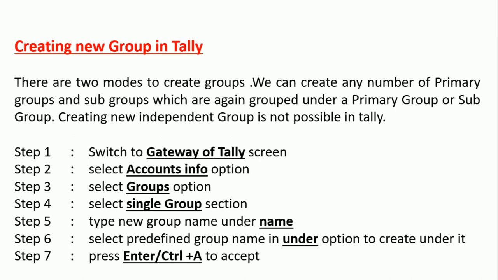Creating new groups in Tally. There are two modes to create groups. We can create any number of primary groups and subgroups which are again grouped under a primary group or subgroup. Creating a new independent group is not possible in Tally. That means you can create a group under one primary group.